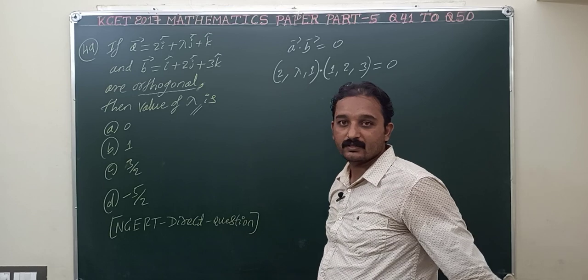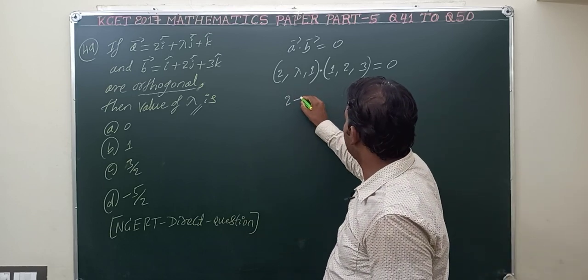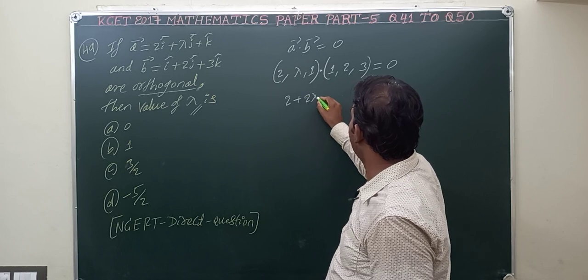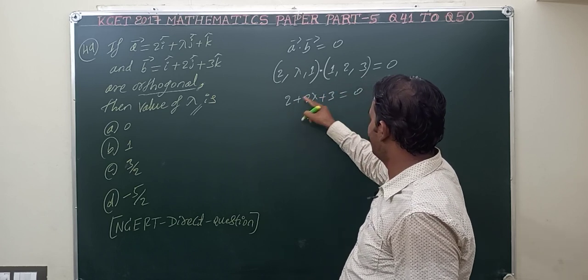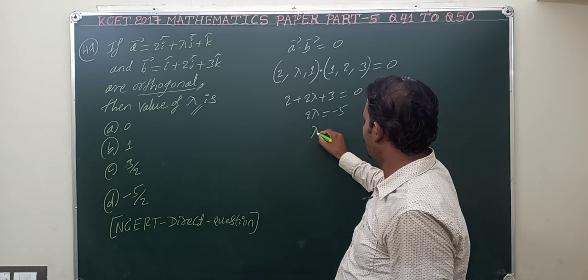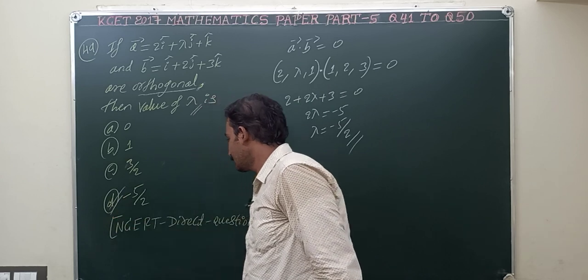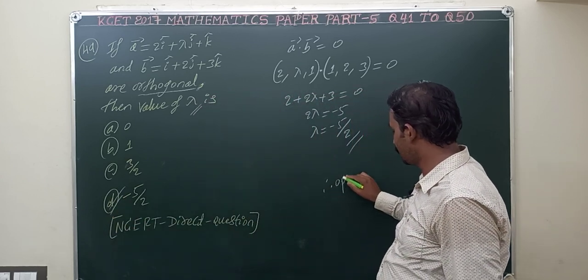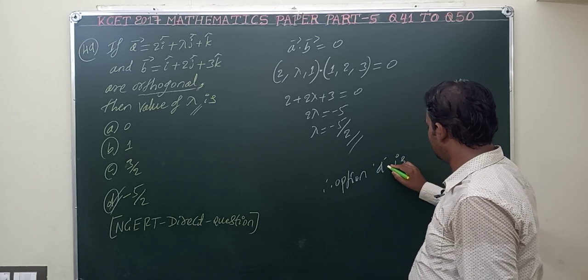Dot product means the sum of the product of the scalar components. 2 into 1 is 2, plus 2 lambda, plus 3 is equal to 0. 2 lambda is equal to minus 5, so lambda is equal to minus 5 by 2. So minus 5 by 2 is the correct answer. Therefore option D is correct in this case.